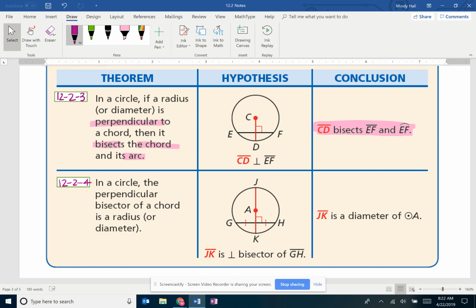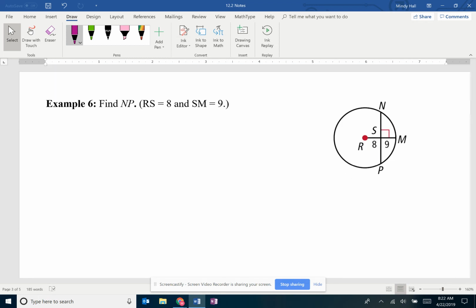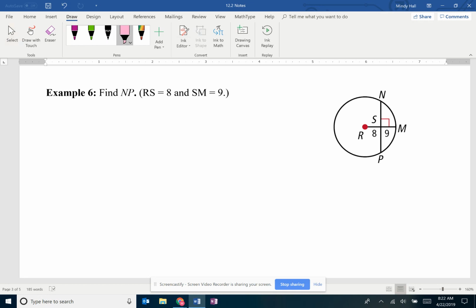So, applying that, with example 6, we want to find NP, which is the full length of the chord. They tell us that RS is 8 and SM is 9. One important thing to remember is that with that theorem, this chord is bisected evenly, but the piece that is cutting through the chord, that RM, may or may not actually be bisected. So in order to do this, you're actually going to have to use right triangles, yay! But rather than using trig, it's actually just Pythagorean theorem.